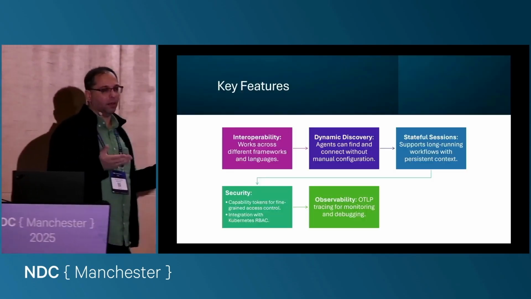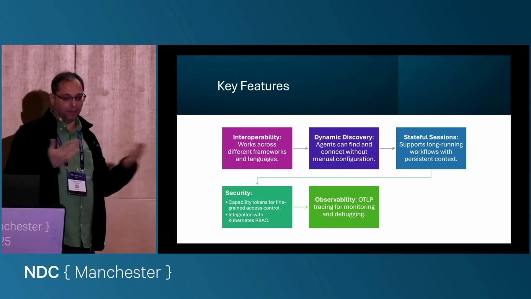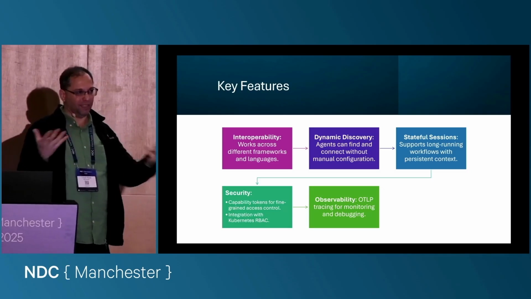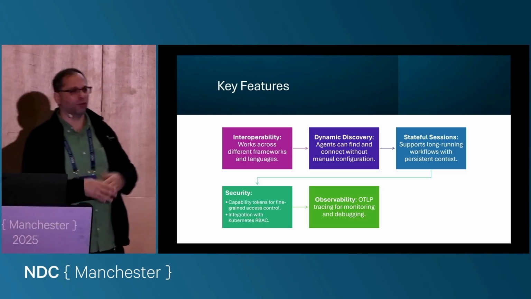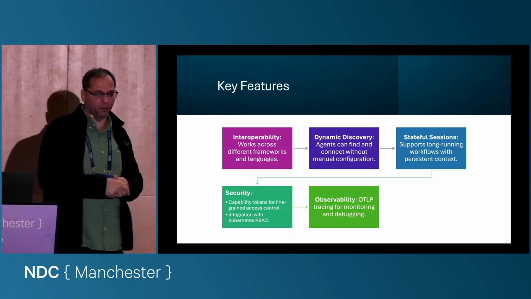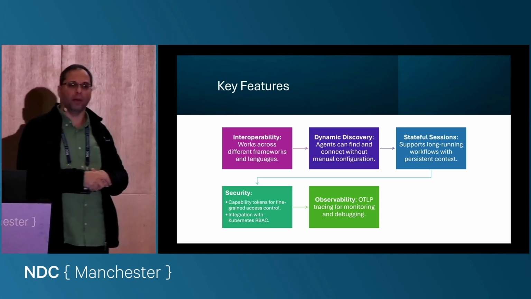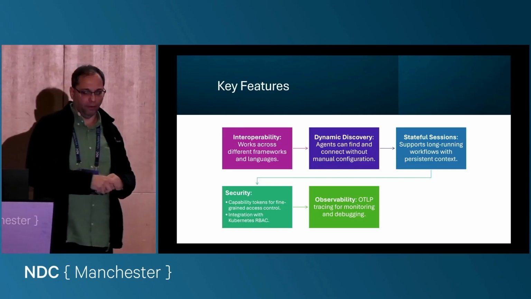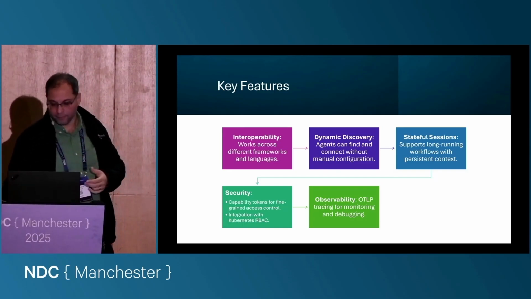So again, the main thing about ACP is interoperability and dynamic discovery. There's a stateful session built in. So it's what we know, basically. If you look at client-server, we usually have a stateful thing, where we need to show shopping cart IDs and all that other stuff. It's the same kind of idea that they have used. The cool thing about the security is that it's integrated with Kubernetes RBAC. They went with having Kubernetes and all these other things built into it when IBM started it. And then observability too, basically monitoring and debugging.